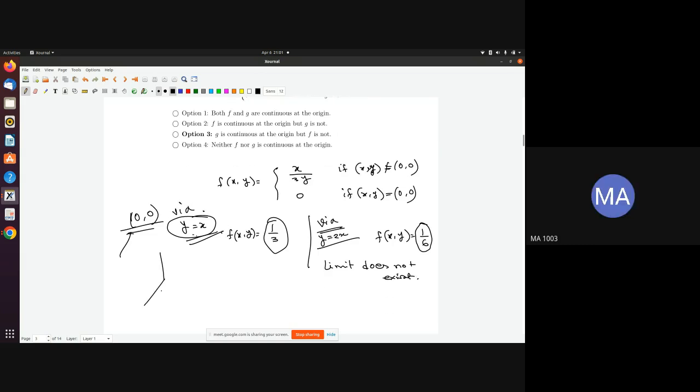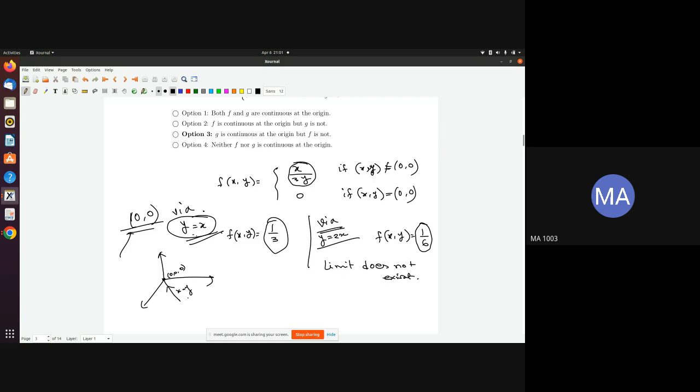So what I am doing, let me draw this. There is the point 0, 0 on the xy plane. So it is basically 0, 0, 0, but on the xy plane it is 0, 0. So if I approach via the x equal to y path, suppose this is x equal to y, I am approaching 0, 0 by this.